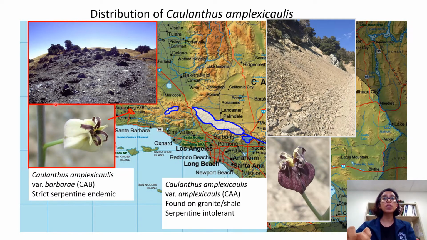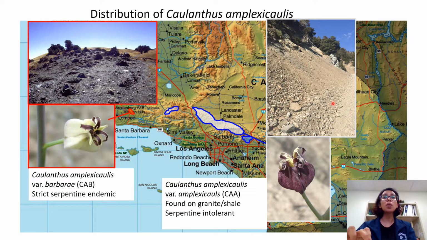Among those plants we have Caulanthus amplexicaulis variety barbarae, which we call CAB. Interestingly, CAB's sister taxon, variety amplexicaulis, which we call CAA, is serpentine intolerant and grows on granite soil that has more balanced, adequate nutrients.